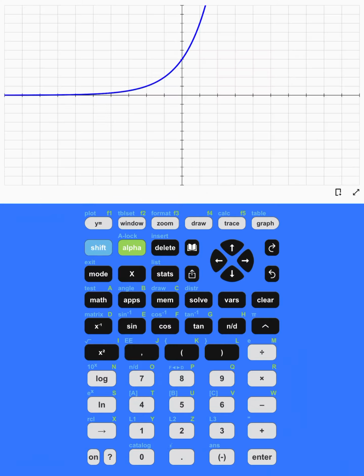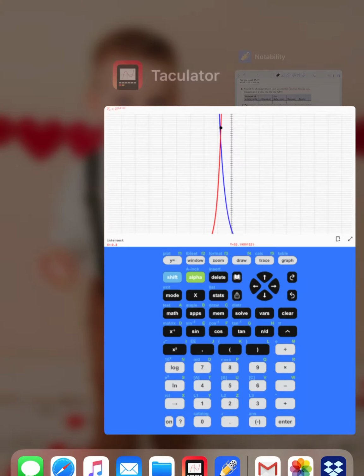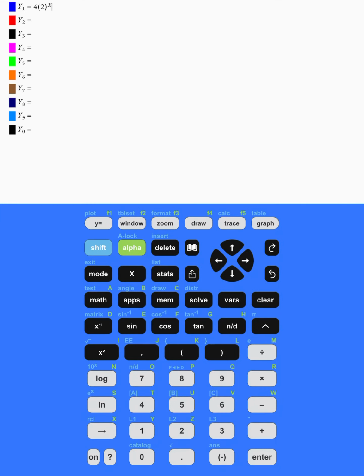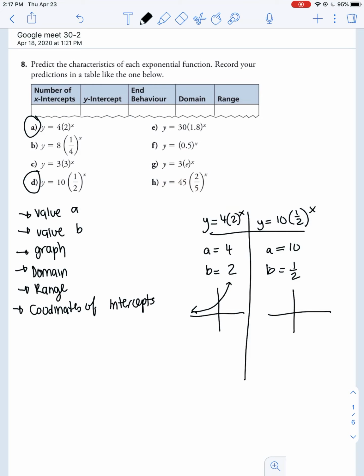Graph it and it should look like that. What you're going to do is sketch that. And this one, same thing, you're going to sketch that. It should be 10 in brackets 1/2 to the power of x. So it should look like this.